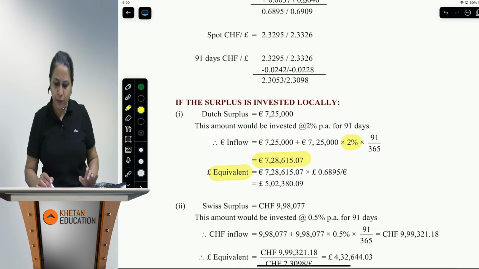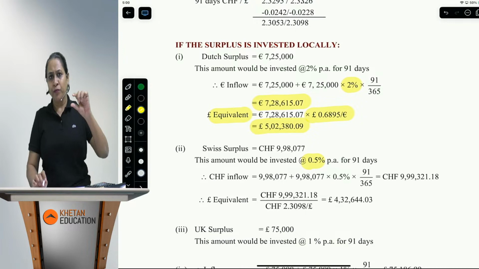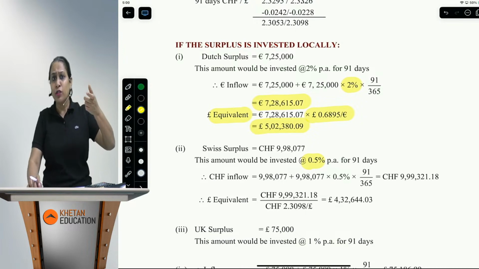Yeah, you can multiply. Yes, 0.6895 is the correct rate, and this is one answer. Now similarly, you will convert the CHF. You will first invest in the local market at the rate of, guys, look at the amount. The slab is not behaving like an income tax rate, 30% and 20%; for the total amount, that particular rate is applicable. I hope you understand that.